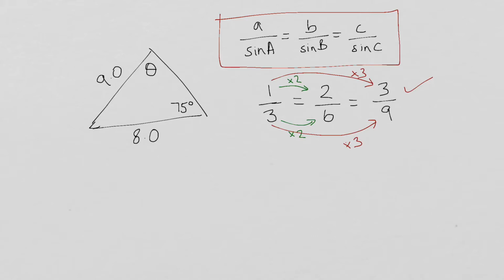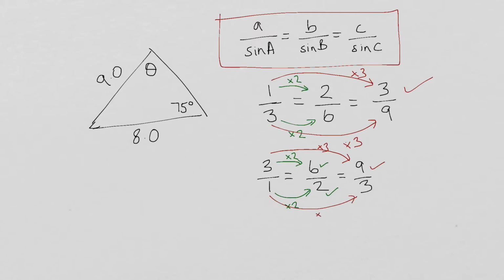So if I flipped 1/3 and found the reciprocal, I'd have 3/1. The reciprocal, flipping that over, would give me 6/2. And flipping that over, the reciprocal would give me 9/3. Now, are these still equal to each other? So here, if I timed it by 2, is 3 times by 2 6? Yes, it is. Is 1 times by 2 2? Yes, it is. And on the next one, is 3 times by 3 going to give me 9? It does. And is 1 times by 3 3?